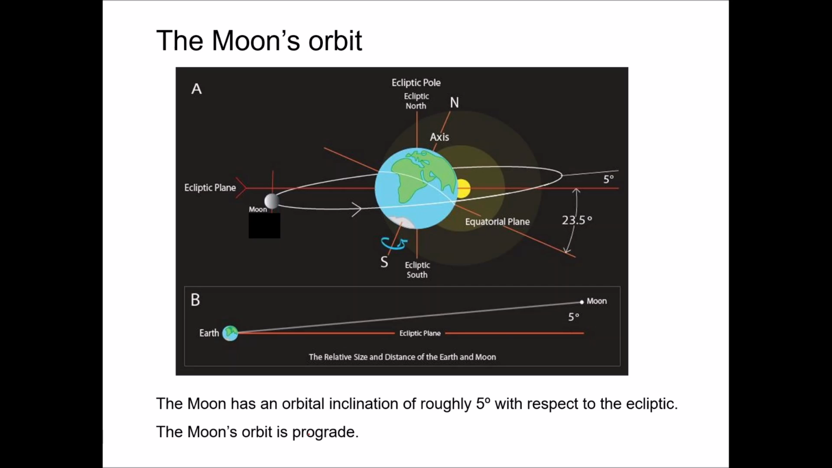The moon has prograde motion. We've talked about prograde motion before. It's the normal motion of things in the solar system. If we view the solar system from an overhead perspective, meaning from the same side as the North Pole, things move counterclockwise. That's prograde motion. And so the moon's orbit here is prograde.